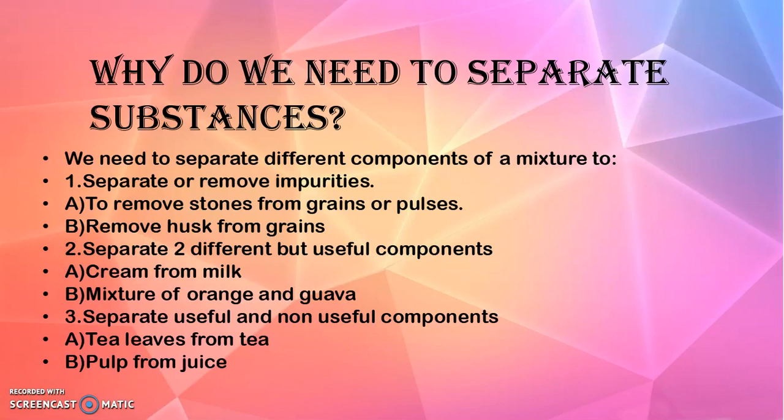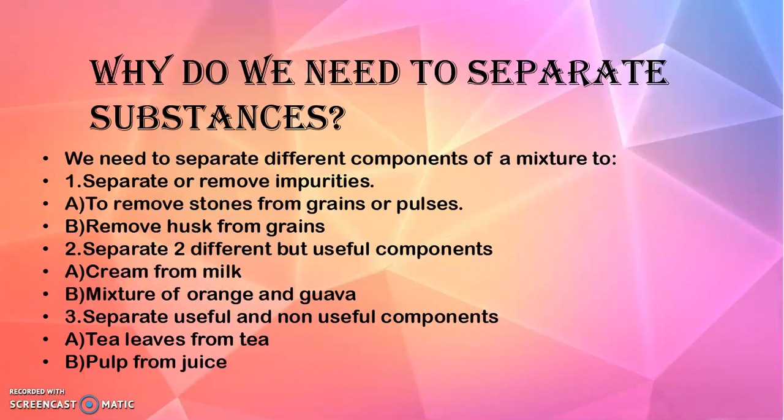We need to separate the different components of a mixture to remove impurities, to remove stones from grains or pulses, or to remove husk from grains. So the first thing that is very important is to separate or remove impurities from a substance. Second, to separate two different but useful components.